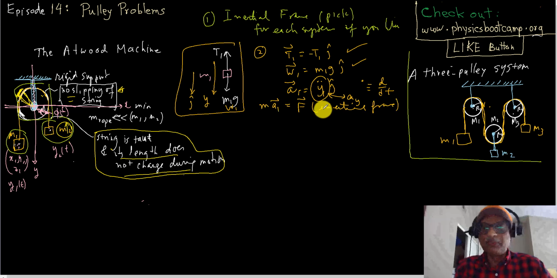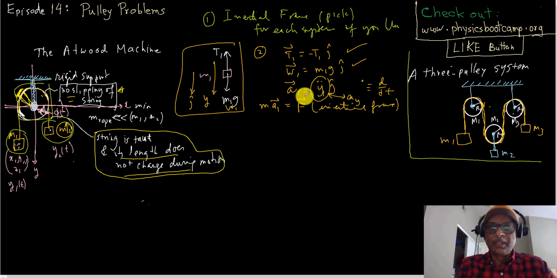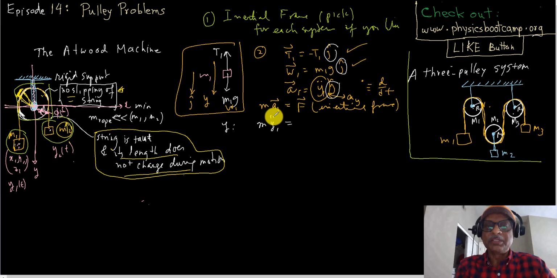If it's not an inertial frame, we learned that this is not correct. You do it some other way. Let's write this. The equation will be m y1 double dot, with all of them along j hat. So this is the y component, and this is equal to minus T1 plus m1g. So that's one equation.